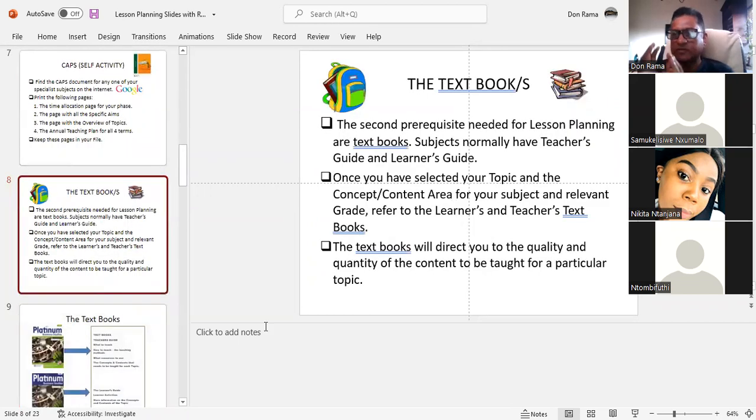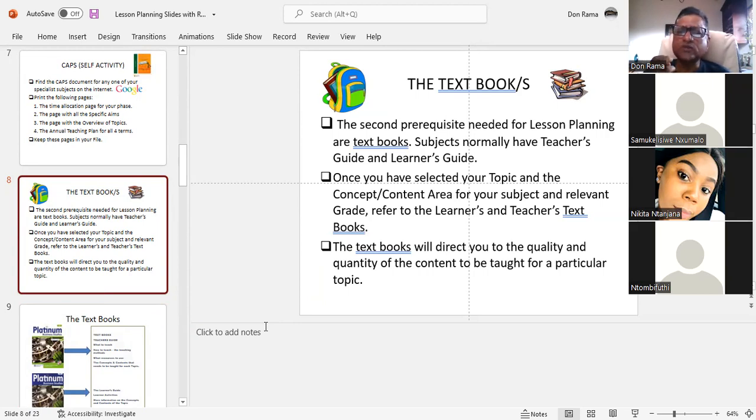The next important prerequisite. So the first one is the CAPS document, from where you will get your topic, your content and your time allocation. The next important thing is the textbook, right? And you must follow it, because most of the textbooks are aligned to the CAPS document. In other words, the textbooks follow the topics that are there in the CAPS document, right?